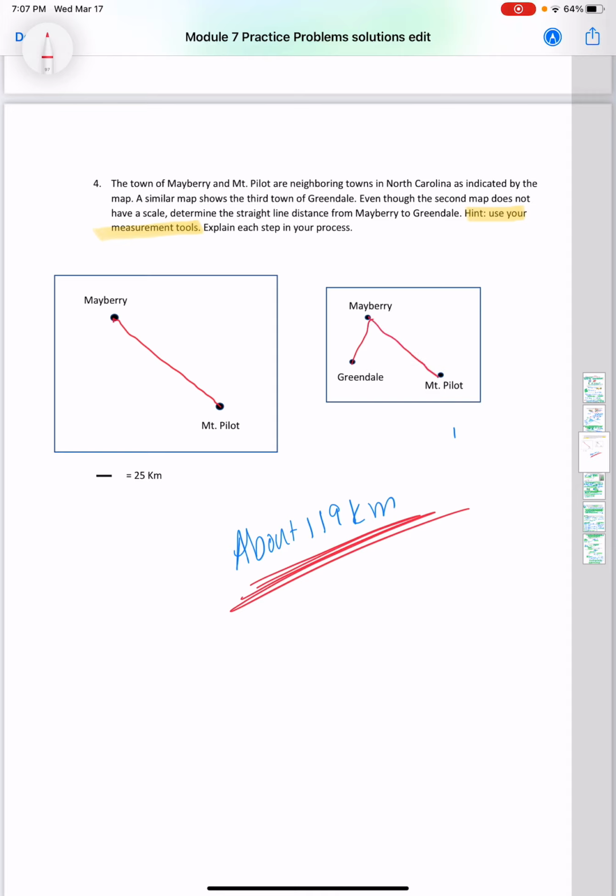And we have a scale factor for this first map. We know that this length is 25 kilometers. We can use that in a proportion to find a scale for the second map. And then that can help us find the distance from Mayberry to Greendale.